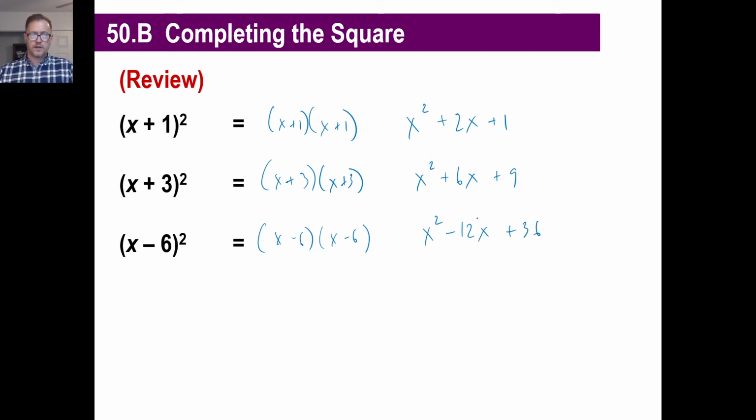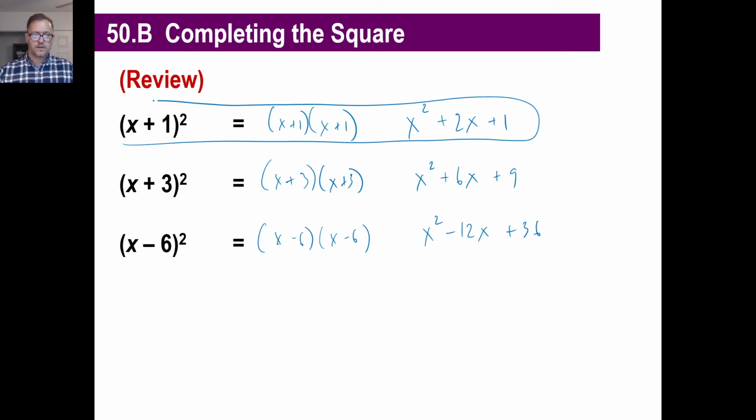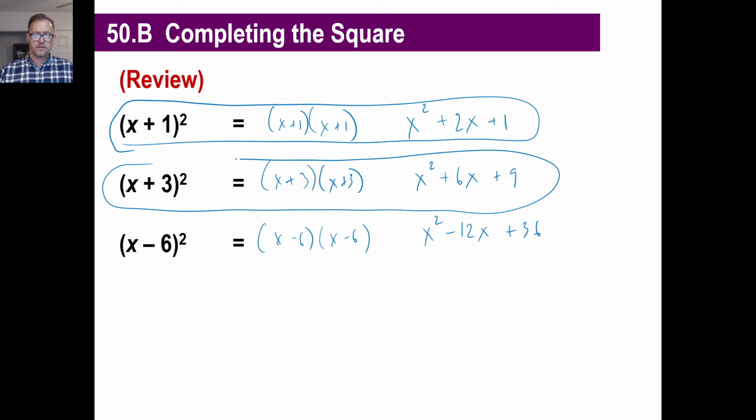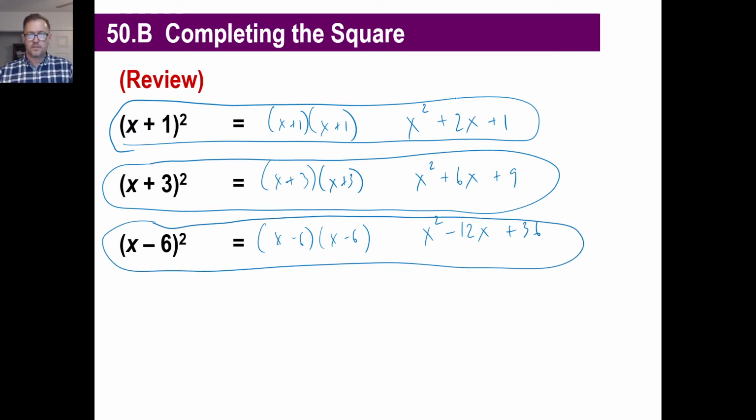In other words, look at this one here, and notice the pattern. Notice a pattern here. Notice a pattern here. Now let's look at these numbers here. This number here is just basically double this number, and this number here is this number squared. Same thing for here. The 6 is double the 3. The 9 is the square of 3. This one, -12, is double of -6. And 36 is the square of -6. That's going to play a part in what we're doing next.